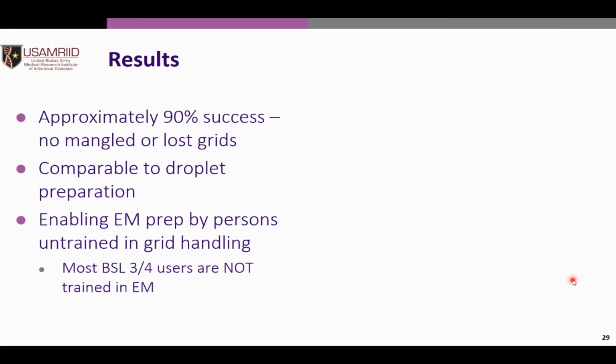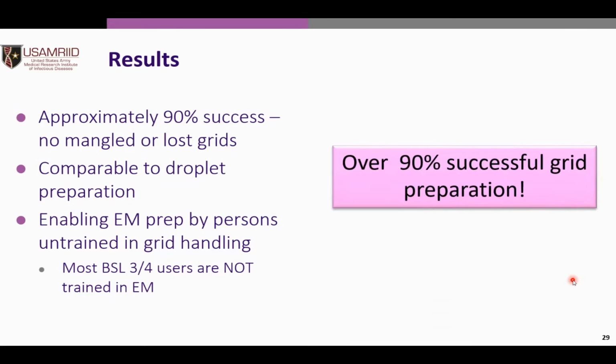So using this, we had about 90% success rate with not having mangled or lost grids. This was a huge improvement for us over our previous experiment. We had different groups who tried to do EM preps with us. And it was very difficult because we'd get back these formvar grids that were just completely destroyed. They'd be balled up in a little ball, and you'd pull them out and be like, oh God, there's probably no formvar left on this thing and no sample.